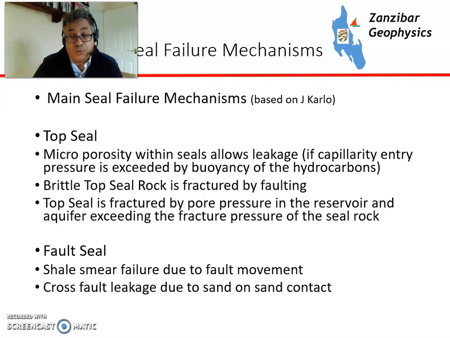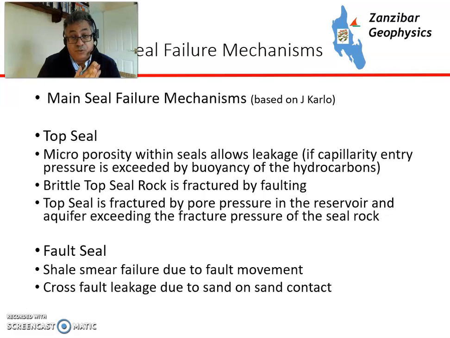So, mechanisms for seal failure. Again, this is based on Jay Carlo's lecture. The top seal has three main failure mechanisms. You've got microporosity, so some small pores within the seal which allow leakage. The capillary pressure is exceeded by the buoyancy of the hydrocarbons. So basically the hydrocarbons flow up through the small pores.